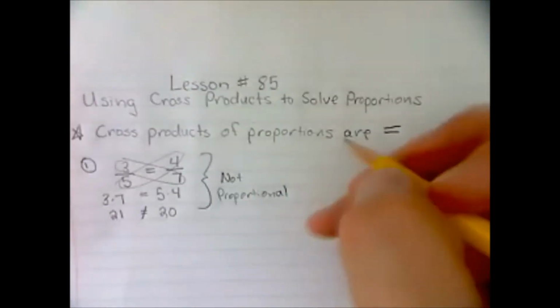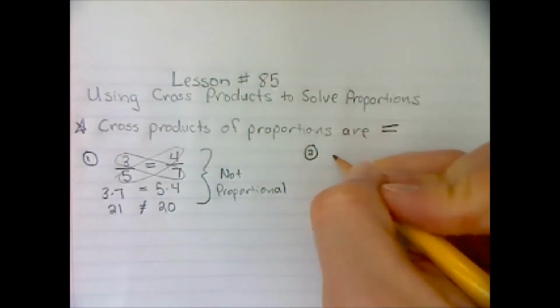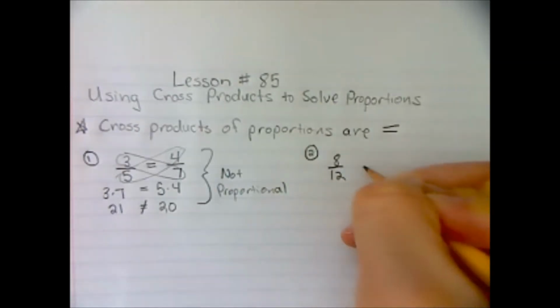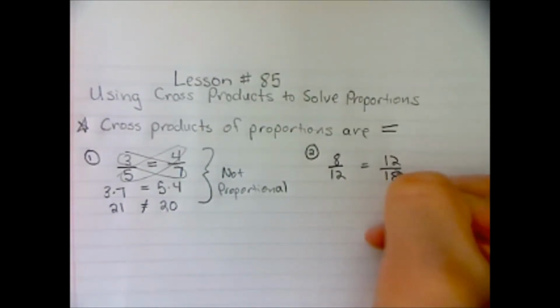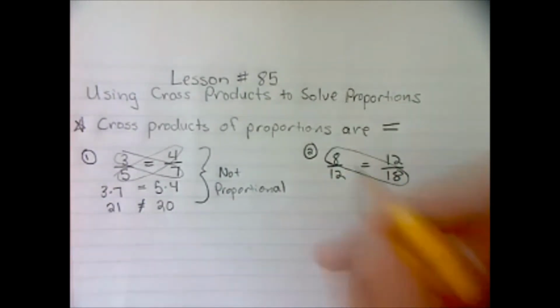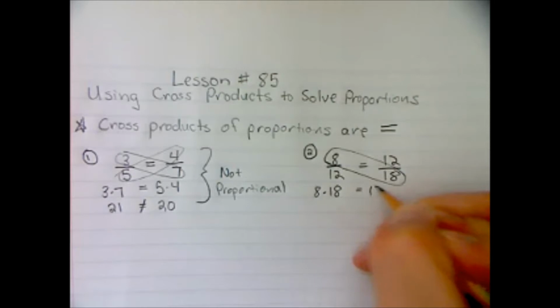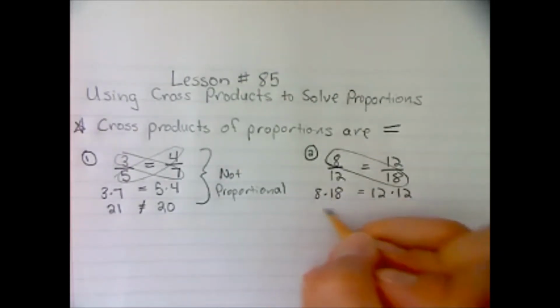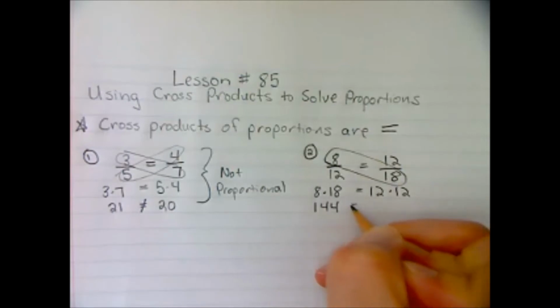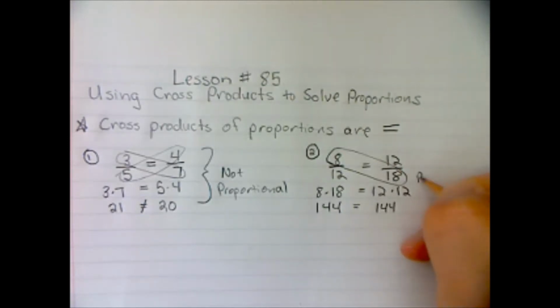Okay, so let's do a problem that is proportional. A problem that is proportional is, let's say, 8/12 and 12/18. If I take a cross product of 8 and 18, so I take 8 times 18, and I set that equal to 12 times 12, 8 times 18 is 144, and you guys know that 12 times 12 is 144. So this one is proportional, okay?